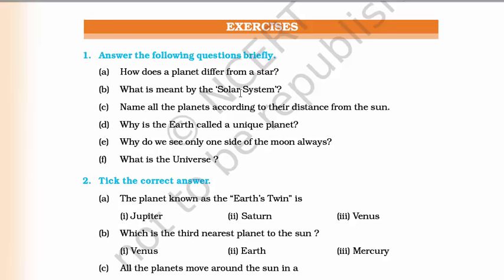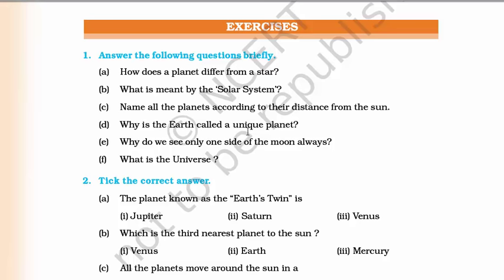What is meant by the solar system? We know that, right? Solar system, it has everything. It has all the planets. It's a combination of planets, moon, asteroids, stars, sun, everything. Name all the planets according to their distance from the Sun. Just refer to that third page where we saw that beautiful picture that contained that asteroid belt, and you could see all the planets with numbers next to them. Those numbers are nothing but the distance from the Sun to that planet.